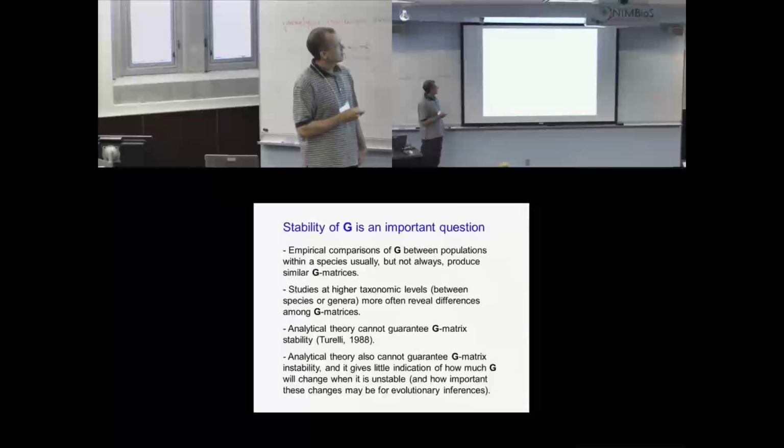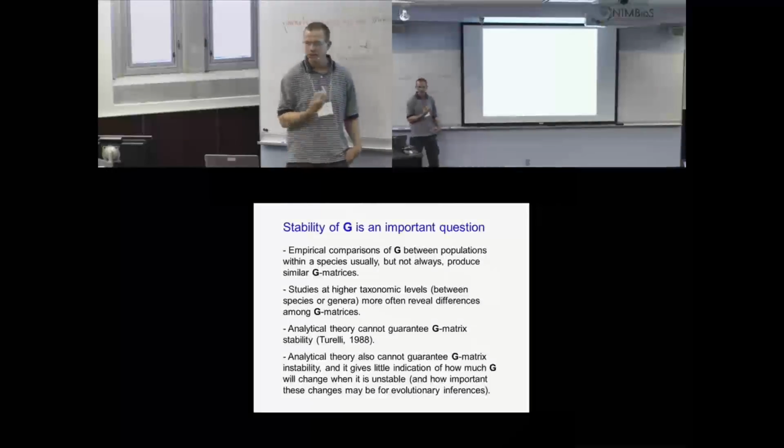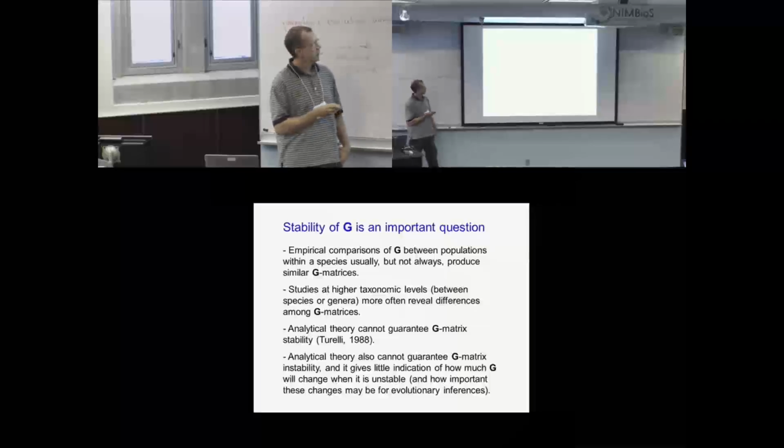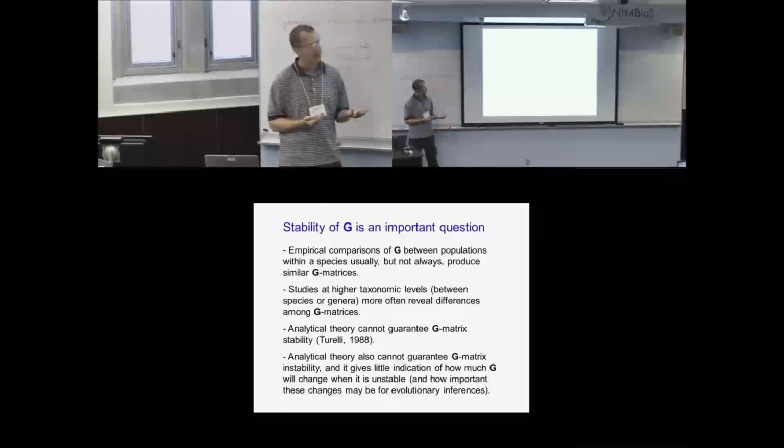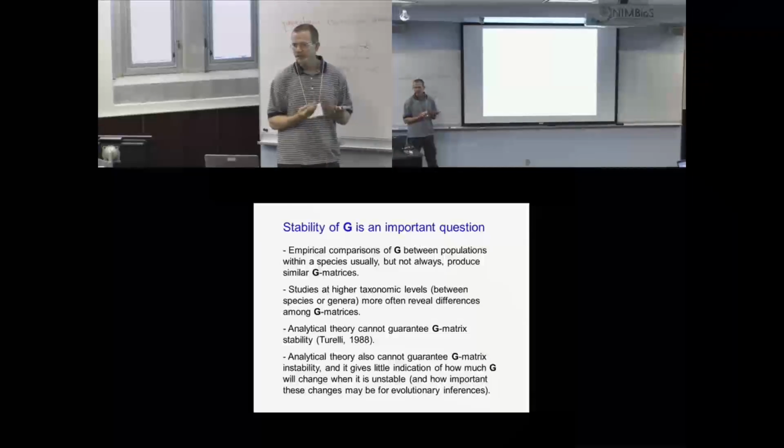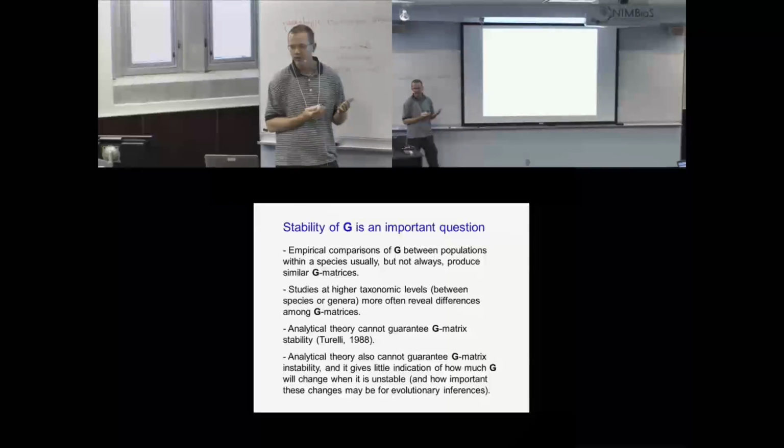All right, and so this was the situation back then, around 2000, when we started this work. People had done empirical comparisons of G between populations within a species. Usually those produced fairly similar G matrices between different populations within a species. If you looked at G matrices at higher taxonomic levels, you saw less stability, which makes sense. If you go to high enough taxonomic levels, then of course the comparison doesn't even make any sense, right? Because you may not even have the same traits anymore in different taxa. So at some level it definitely changes, and at some level you're even dealing with different sets of traits, and so you can't even make the comparison.